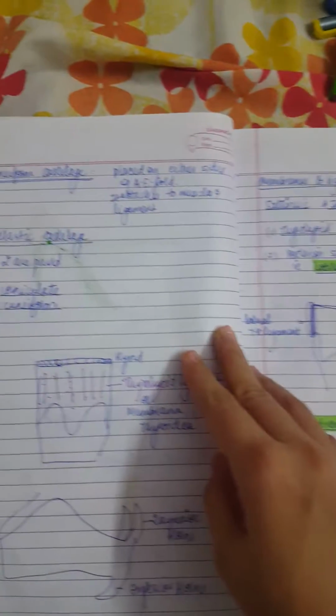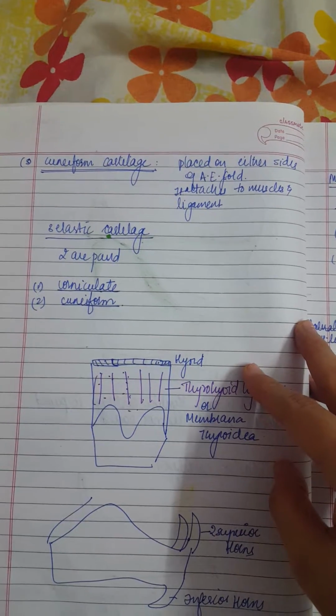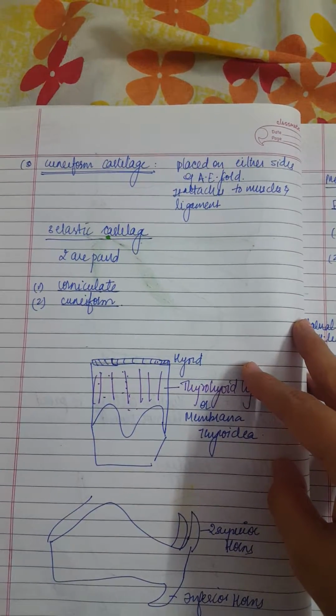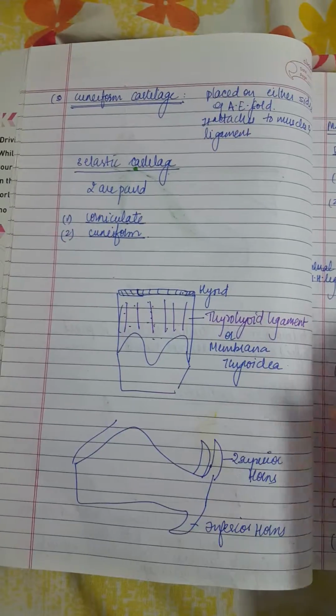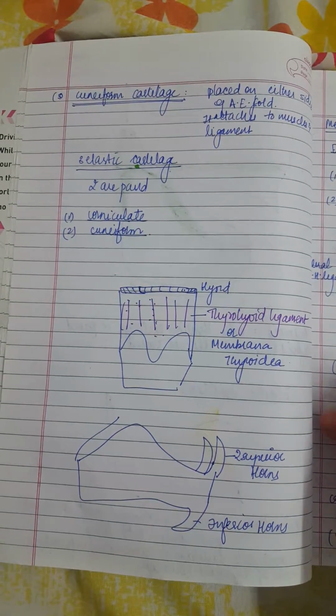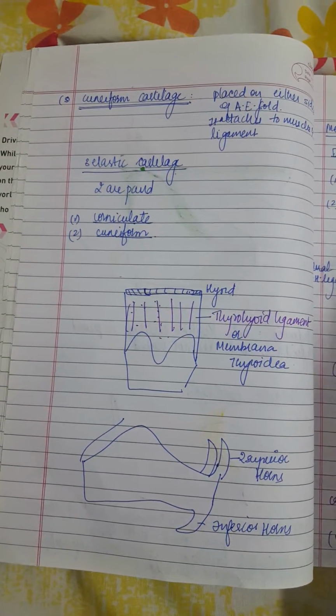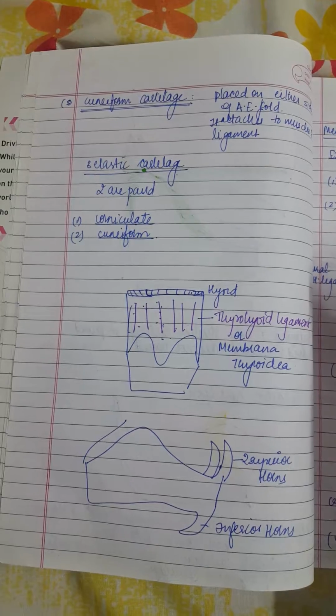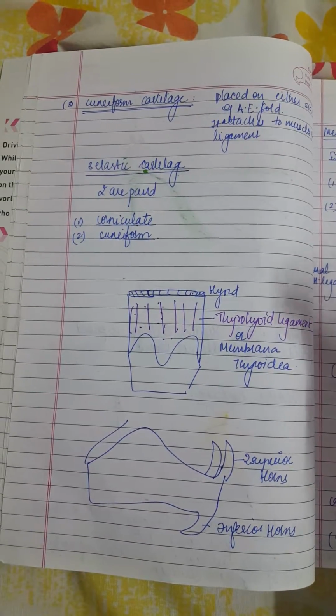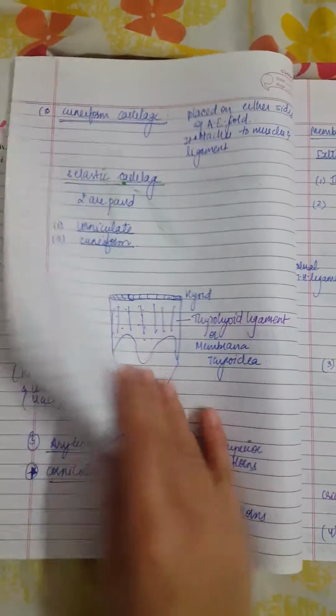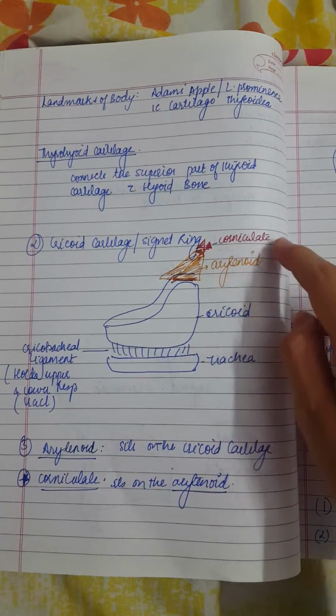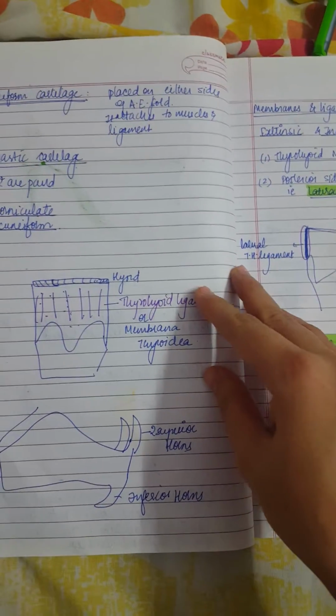Cuneiform. They are almost rudimentary. They are placed on either side of the aryepiglottic folds. I will tell you what it is. Now there are 3 elastic cartilages which we have read. There is corniculate, cuneiform, and then there is epiglottis. Okay, उसमें से 2 are paired, that is corniculate and cuneiform. Corniculate again, I'll show you. Arytenoid के ऊपर होते हैं corniculate.